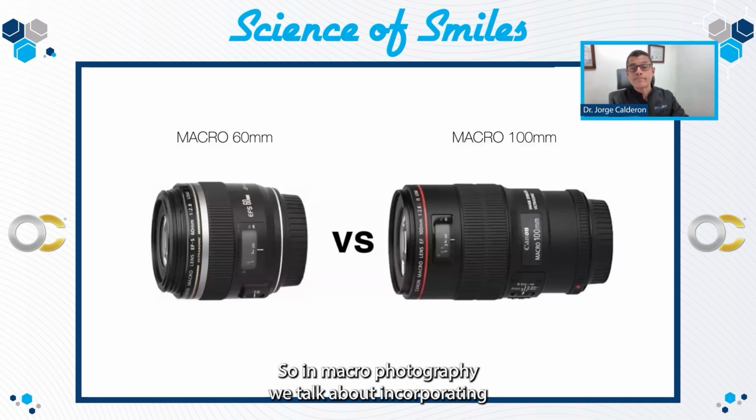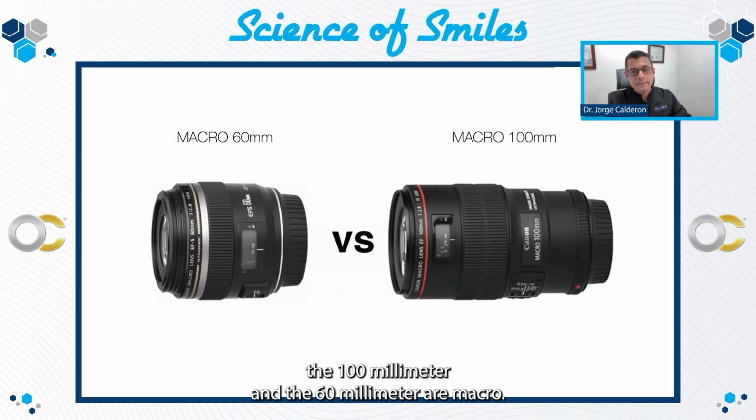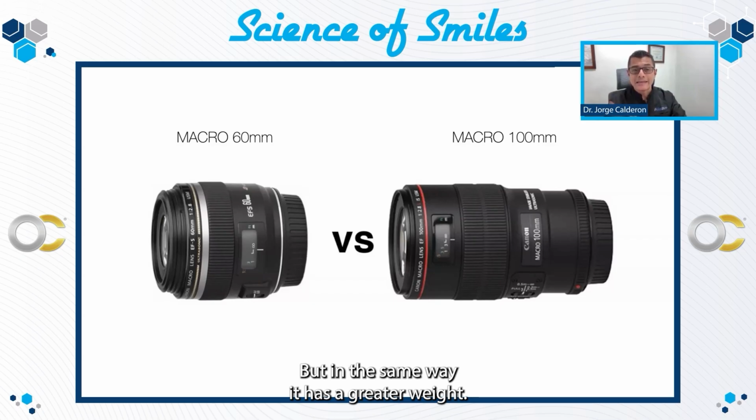So in macro photography, we talk about incorporating this element into our practice: a macro lens. There are two types of macro lenses that are the most well known: the 100mm and the 60mm macro. The 100mm macro lens, as you can see, is a bit more robust. It will significantly increase the amount of the image I want to process to obtain, but in the same way, it has a greater weight. This makes it somewhat disadvantageous to use.